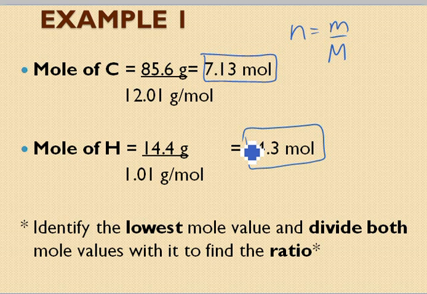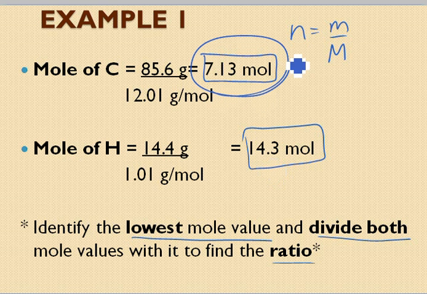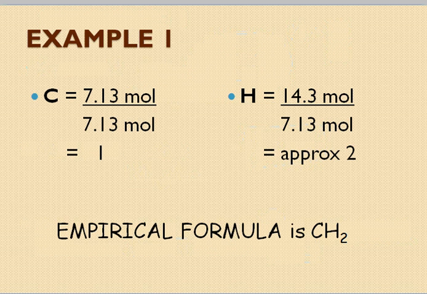So what we do with this information now, we identify the lowest mole value, divide both with it to find the ratio. So if we take these, the moles of carbon is lower than the moles of hydrogen. So we take that lowest mole value and we're going to divide both. So we said the lowest mole value was 7.13 moles. So 7.13 divided by 7.13 is 1.